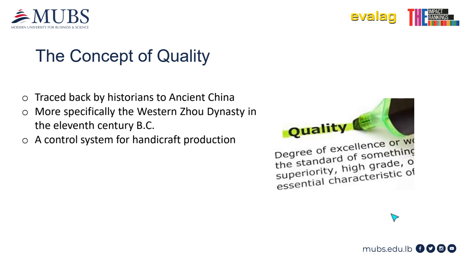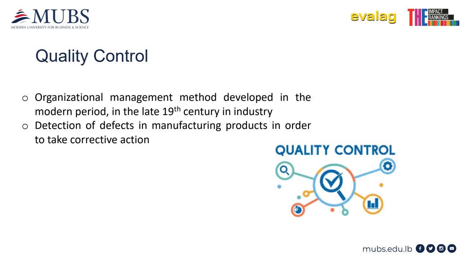We said that the concept of quality is very old, and it started a long time back in ancient China, in the Zhou dynasty, in the 11th century, when they were looking for quality of handicraft. But in the modern age, it was more of quality control when they started looking for defects in manufacturing companies and removing these defects. So after production, they search for defects or things that were done in a wrong manner, and they remove them or take corrective action.